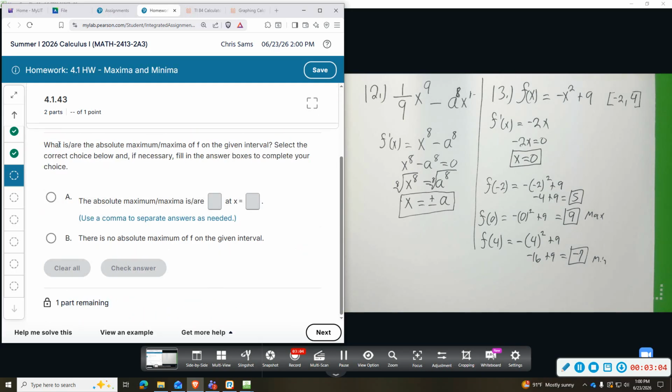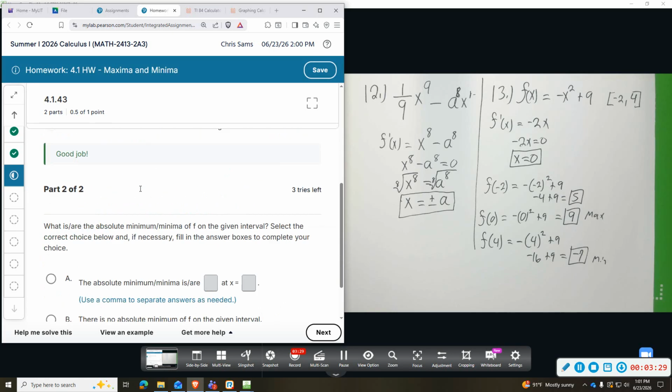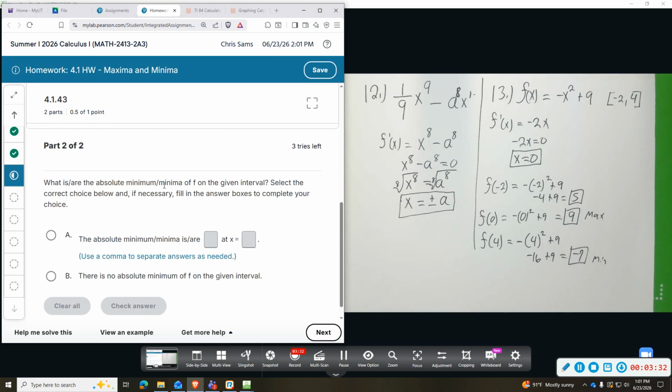All right, so it says what is/are the absolute maximum/minimum on the interval. Select the correct choice. So the absolute maxima is 9, and it occurs at x equals 0. All right, and then the absolute minima, the smallest value on this interval, was negative 7. And it occurred at the x value of 4.